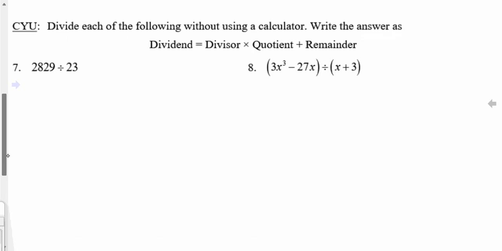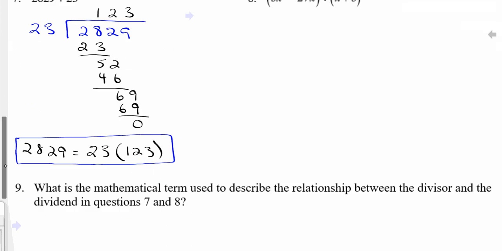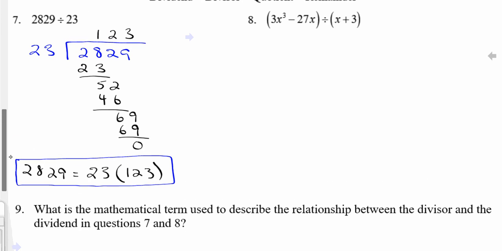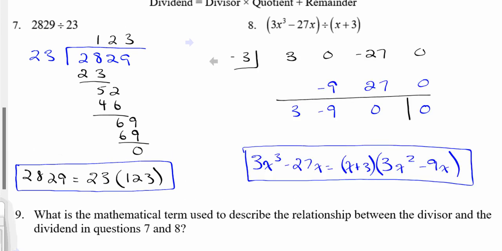Well, let's skip number 7. I'll just tell you the answer. If we did the division, we'd get a remainder of 0. So 23 times 123. Number 8, I would like you to do. And then number 9 and 10 also. There's my answer for number 8. I got a remainder of 0, and hopefully you did as well.